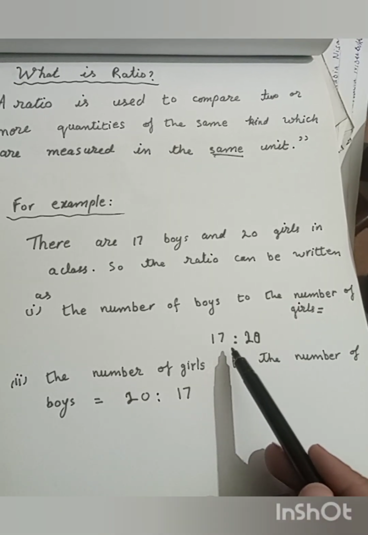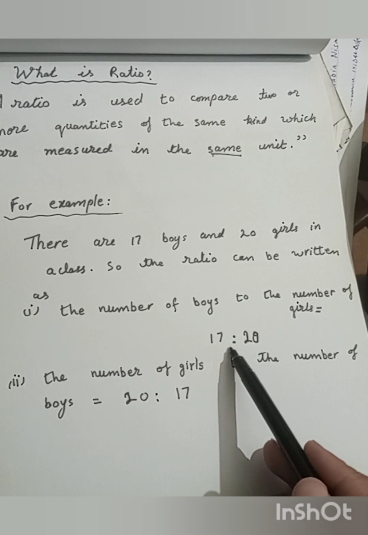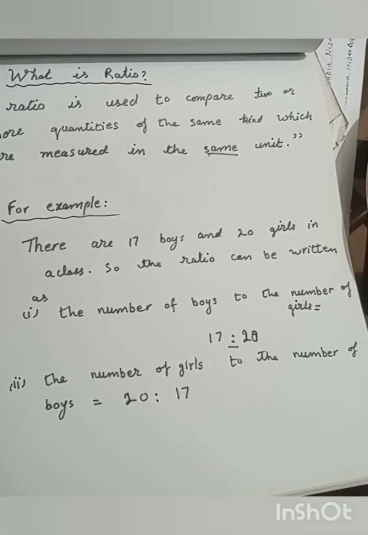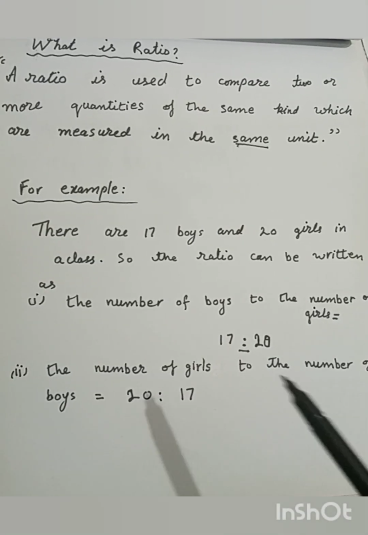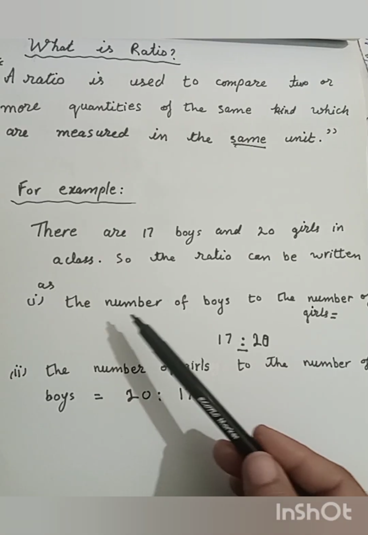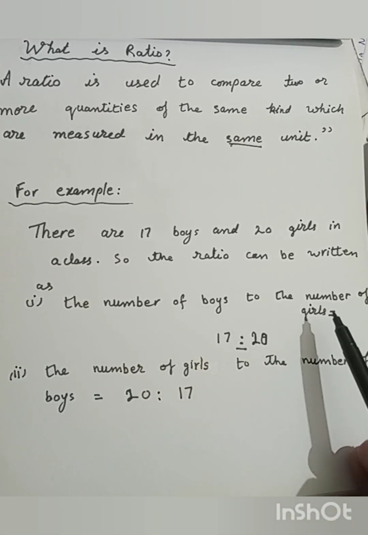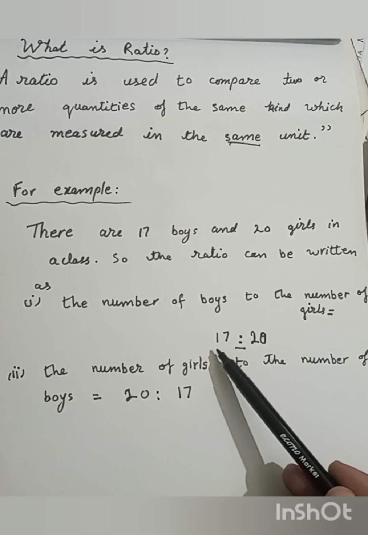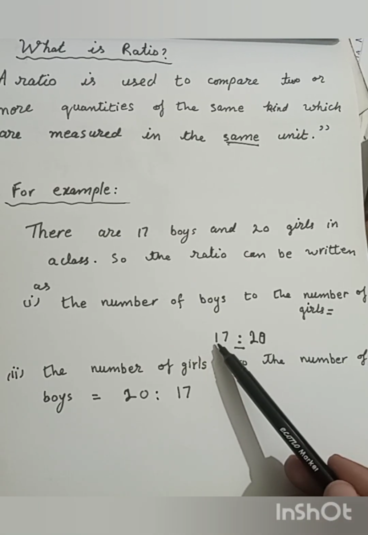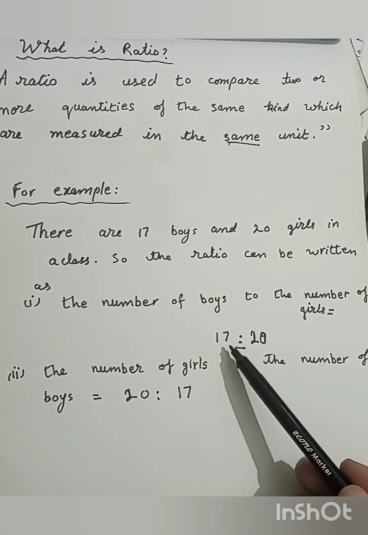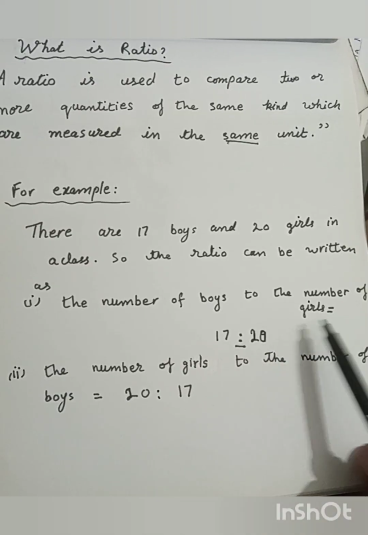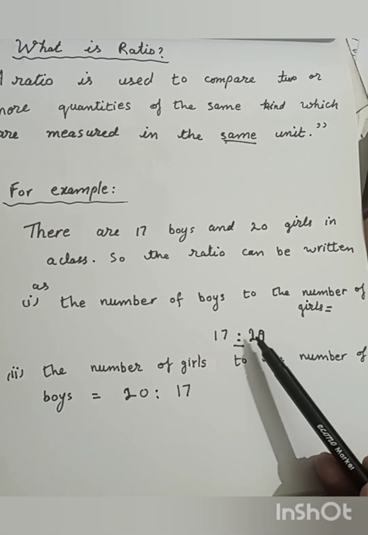So the sign of ratio is this. We will write the numbers respectively as mentioned. Here boys are mentioned first and girls are mentioned later. Therefore, we have written the number of boys first, then the sign of ratio, and then the number of girls.